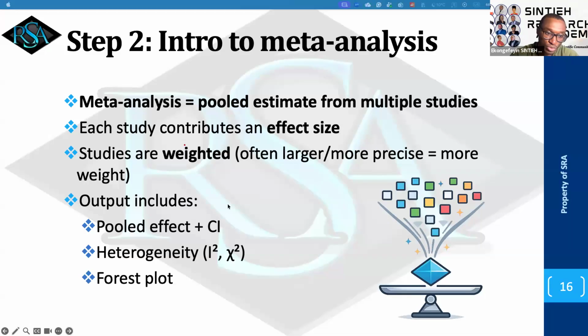Patrick, can you summarize what you understand by a meta-analysis?